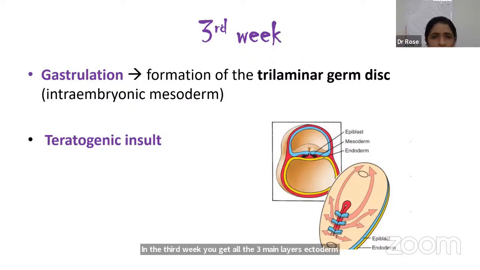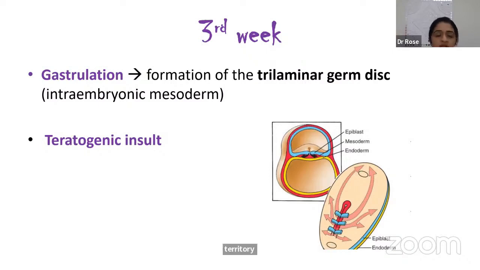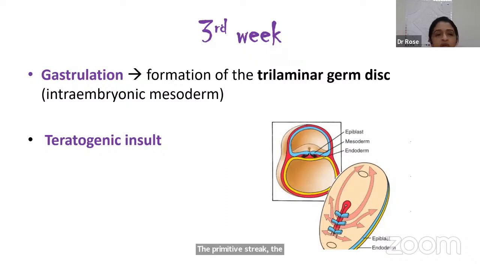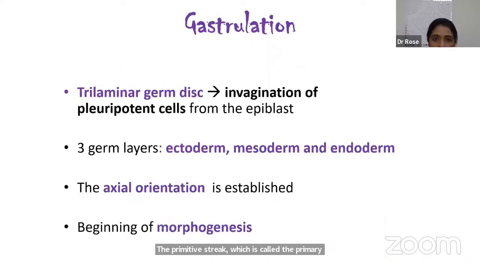And this is the point of maximum teratogenic insult because many important structures are formed at this point. The primitive streak, which is called the primary organizer. So teratogenic insult is maximum at this point of time.